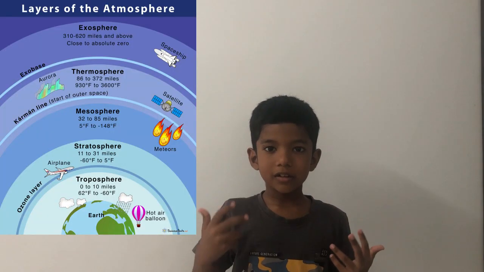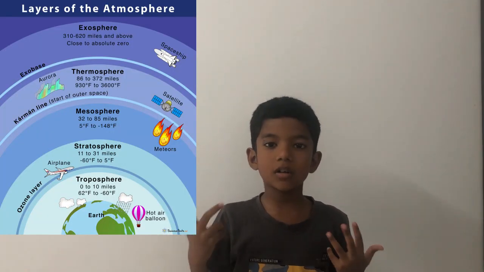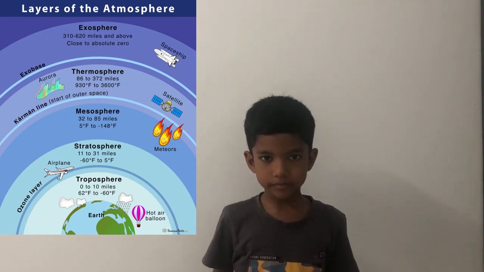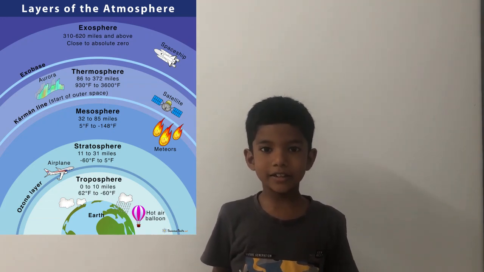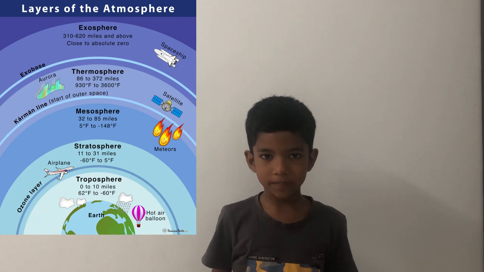Today we are going to talk about what if Earth doesn't have atmosphere. First, what is atmosphere? Earth surrounded by thick layers of air is called atmosphere. Now, let's see the layers of the atmosphere.